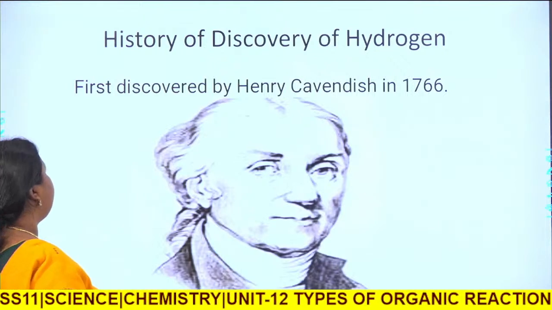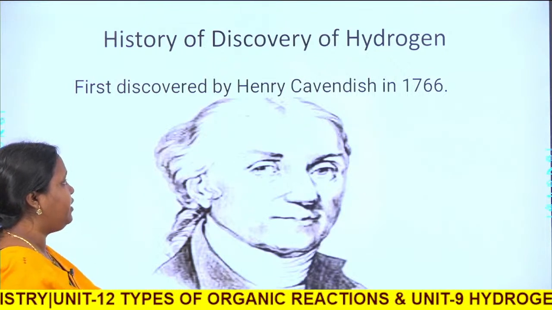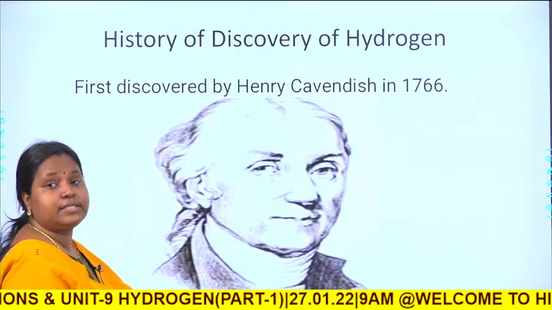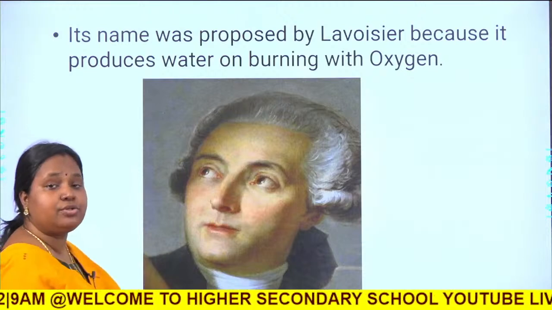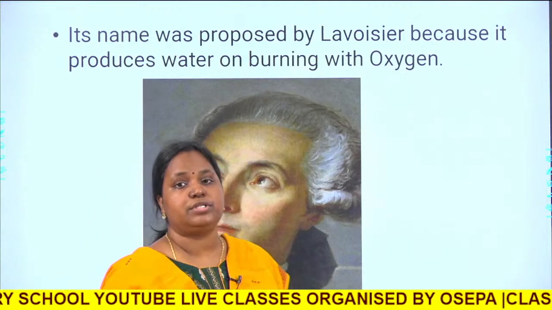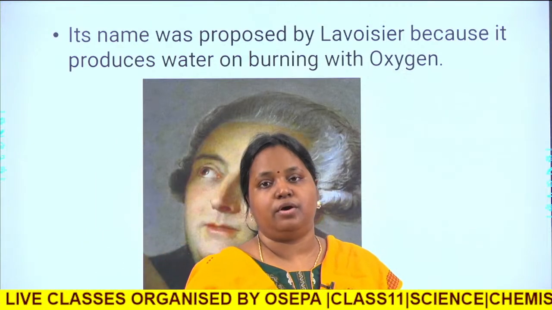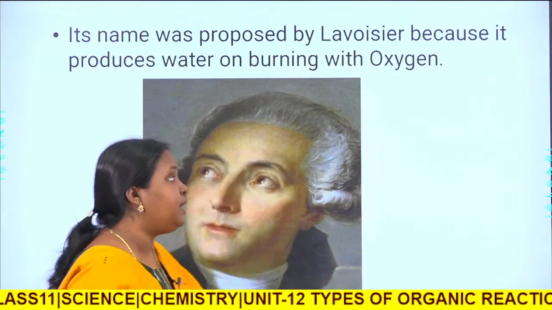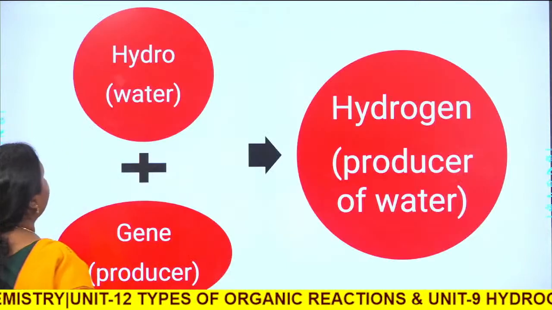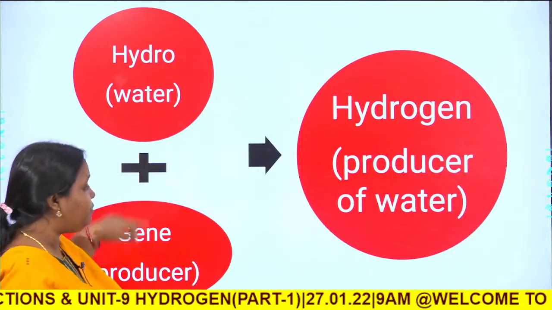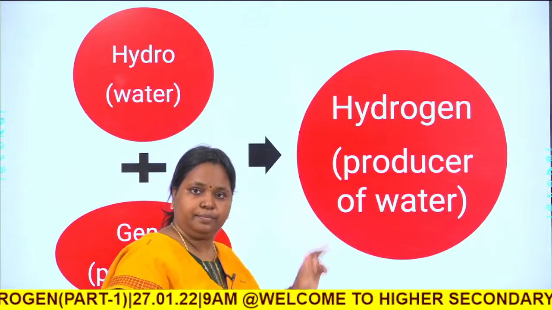Now let us have a brief discussion about the history of hydrogen. This is Henry Cavendish. He first discovered hydrogen in 1766, but the name hydrogen was proposed by Lavoisier, the French chemist. He proposed the name hydrogen because he saw that hydrogen produces water when it burns in oxygen. Hydro means water in Greek, and gen means producer. Since it is producing water, it is the water producer.